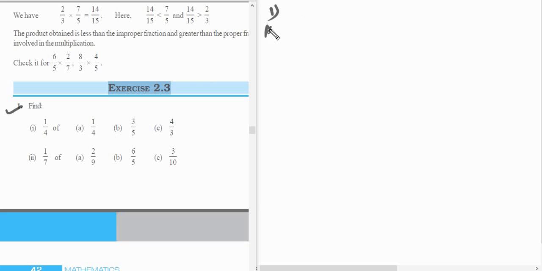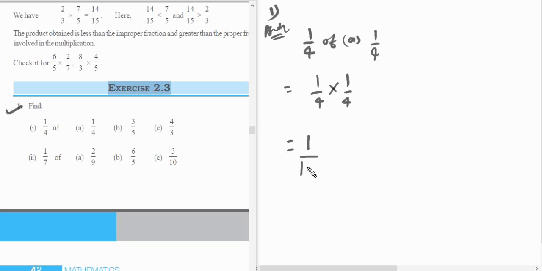The solution of this you can write here: 1/4 of, first I am taking part A, which is 1/4, right? So you write 1/4 into 1/4, because when you remove "of", the multiply sign comes. Here you multiply numerator with numerator and denominator with denominator. So 1 into 1 will be 1 and 4 4s are 16. This will be your answer here.